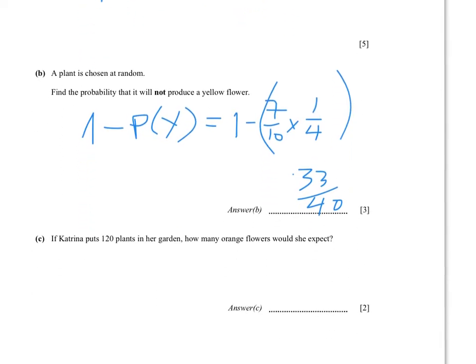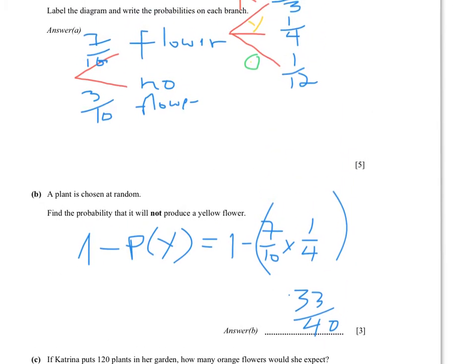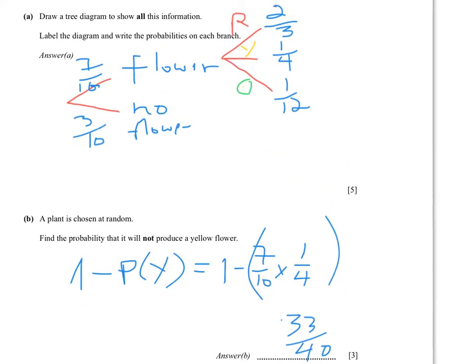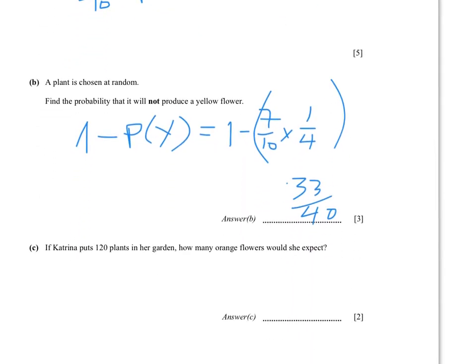That's an acceptable answer. Katrina plants 120 plants in her garden. How many orange flowers would she expect? What's the probability of orange? Okay, it's got a flower and it has to be orange. 7 over 10 times 1 over 12, that's 7 over 120. So basically I can take the probability, 7 over 120, and I multiply it times 120. You can see it was 7. That's called the expected frequency. You multiply the probability times the total.